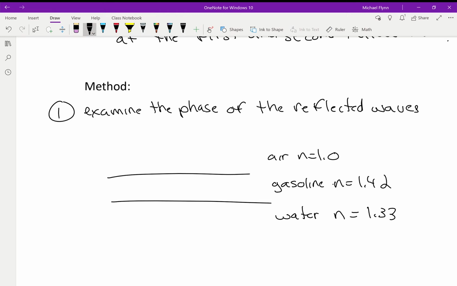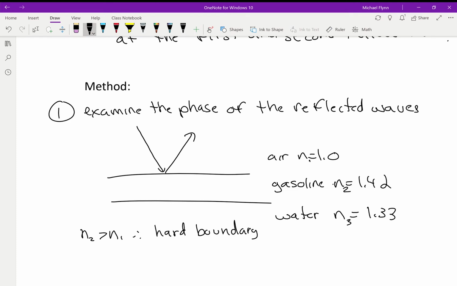When light comes down from the sky and strikes the film like that, when it reflects, it's going to reflect off the top. So I'm going to put a black wave here. That's just a plain reflection. But here's the deal. Because this index of refraction, we'll call this N1, N2, and N3. So because N2 is greater than N1, the first boundary is a hard boundary.